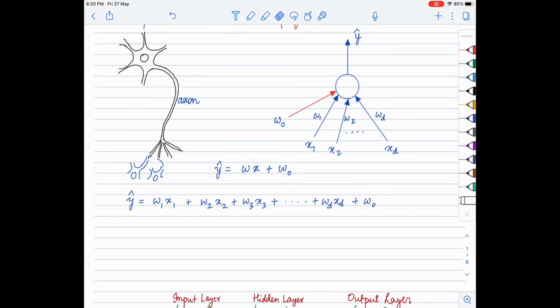This is nothing but a line, where w is the slope and w naught is the intercept. This is exactly the equation of a line. Somehow what we're doing here is generalizing it beyond one dimension. Here you have only one dimension, x. Here you have x1, x2, x3, and so on.